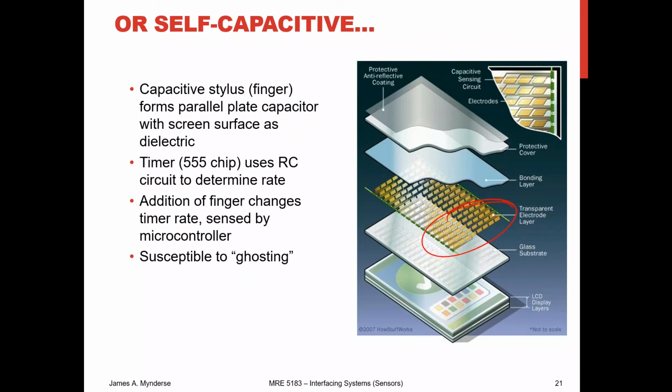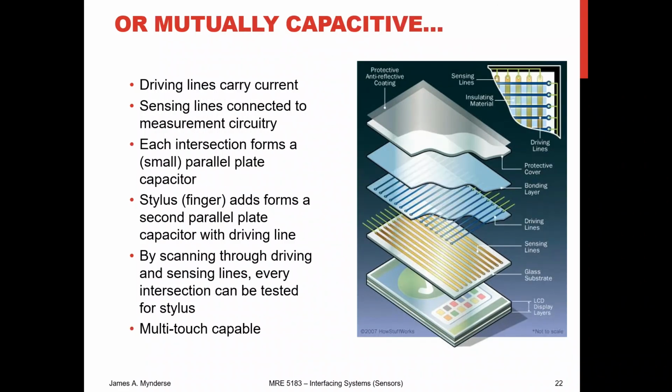And then here's one more that shows up, is that you've got the two different lines going in a grid pattern. So you've got the driving lines and the sensing lines, so each one of those makes little parallel plates at the intersection, and so touching them, you're going to add a second plate, so you've got a plate below and a plate above, and so now you can go through each one of those little intersections in sequence and determine which one of them is actually activated, and that's how you get that multi-touch capability.